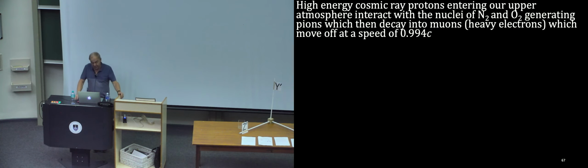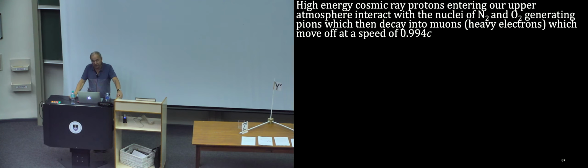Yes, this is a very interesting one. High-energy cosmic ray protons entering the upper atmosphere react with the nuclei of nitrogen and oxygen, generating pions that then decay into muons, which are heavy electrons, which move at a speed of 0.994 the speed of light. They were first measured in the early 50s, I think, and it was the first confirmation of relativity being real, because all of Einstein's theories right up until the 50s had no way of measuring it.